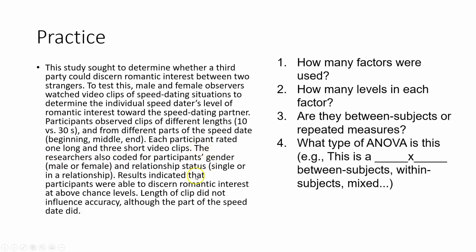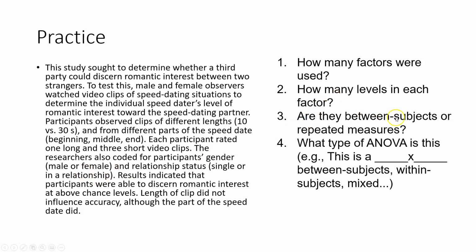The number of levels for each of those conditions is 2 in the clip length, 10 versus 30, 3 in the part of the speed date, beginning, middle, end, 2 in the case of participants' gender, male and female, and relationship status is 2, single or in a relationship. So this could be characterized as a 2 by 3 by 2 by 2.